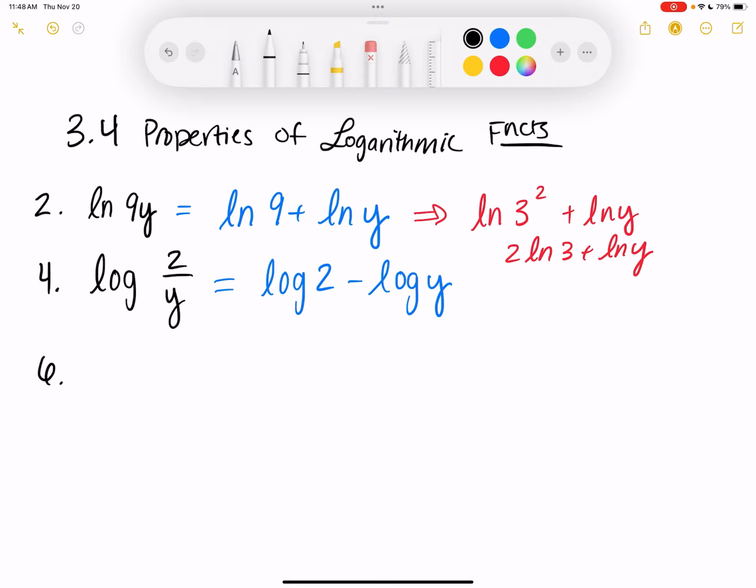6, log base 2 of x to the negative 2. So this one does have a power. Obviously, if the variable has a power on it, then we need to use the power rule and put it out front. So we take that negative 2, stick it out front, and so I have negative 2 log base 2 of x.